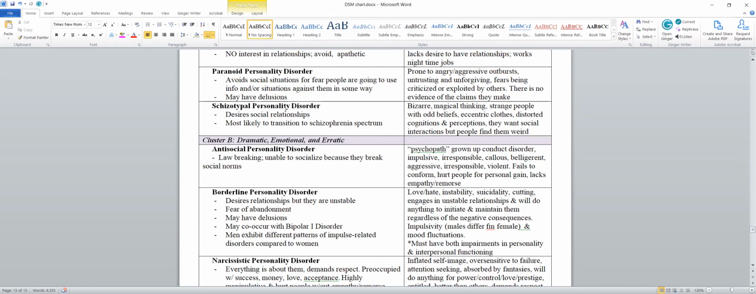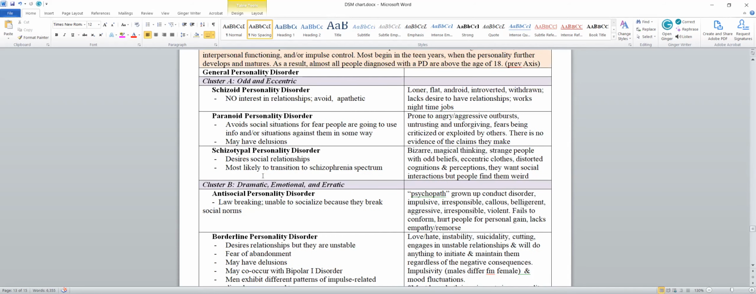And to go back to cluster A with schizotypal personality disorder, I didn't cover it in the schizophrenia category, which it's over there as well. They're most likely to transition to the schizophrenia spectrum. So that was schizotypal.